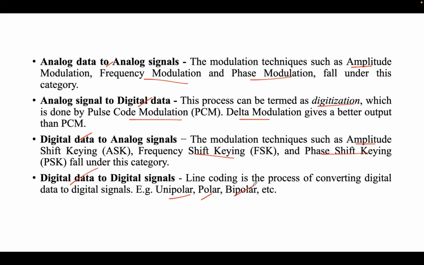Unipolar means a single voltage level for 1, and zero voltage for 0. Whereas polar means positive voltage for binary value 1 and negative voltage for binary value 0. Then bipolar is alternating positive and negative voltage for 1, whereas for 0 it will be zero voltage only. An example is that Ethernet uses specific line coding schemes to transmit data as electrical pulses.